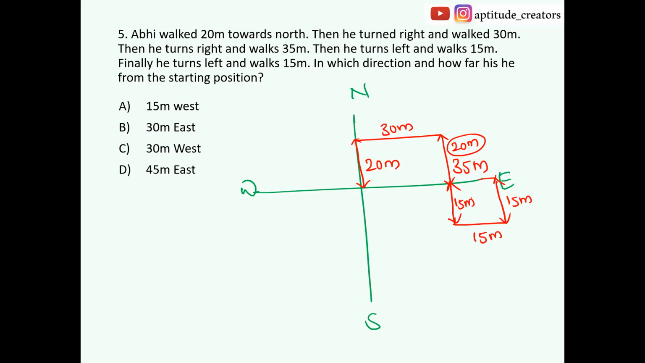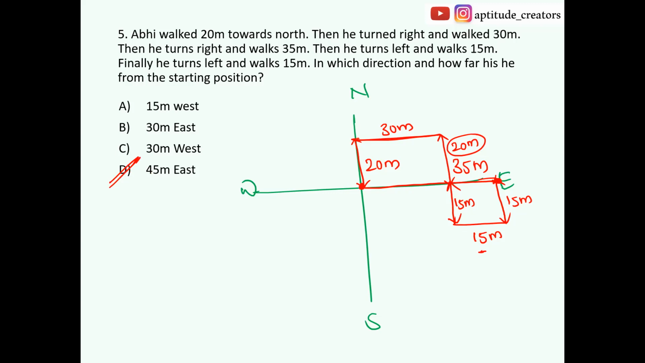Now, what is the question he is asking? How far is he from the starting position? This is the ending point and this is the starting point. Now, what is the distance between starting point and ending point? This is 30 kilometers. 30 plus 15 gives the result as 45. The answer is option D, 45.